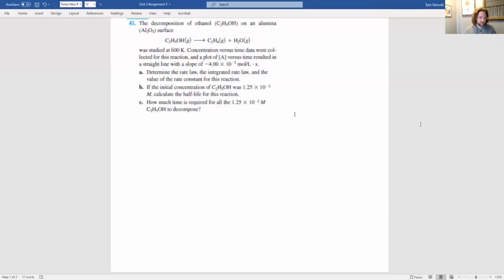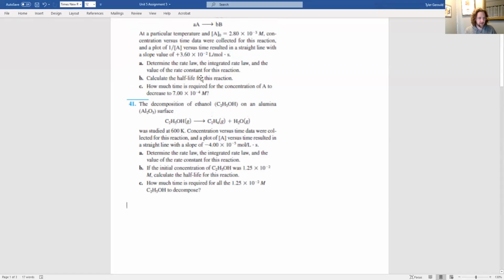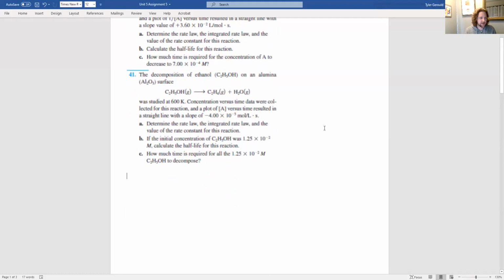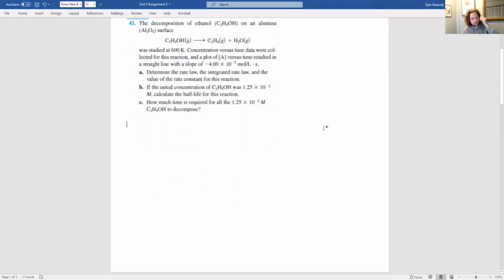Question 40 is done pretty much the exact same way. So just a different set of data, different plot, different order. So just choose the different equations and practice substituting that in. 41, we are going to do the substitution process. You can check your work in the end of the chapter questions.